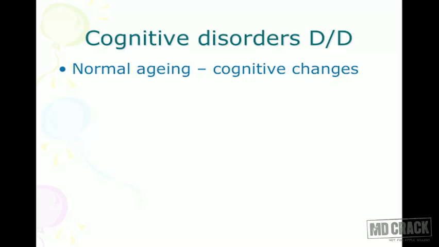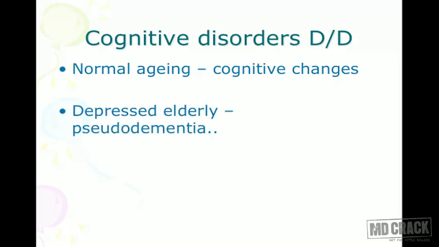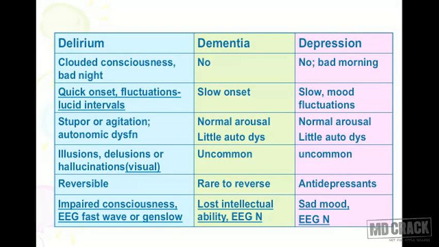You need to differentiate that this patient has got normal aging process and is undergoing the normal cognitive changes according to the progression of the age. Then the depressed elderly patients may present as pseudodementia, and you might label it as Alzheimer's dementia. So these are the two important things to differentiate: normal aging process and pseudodementia.